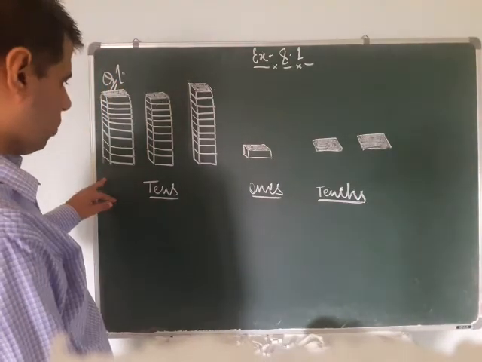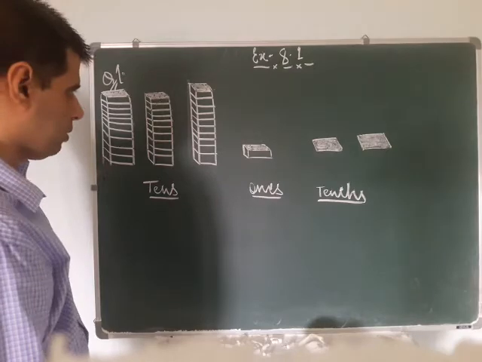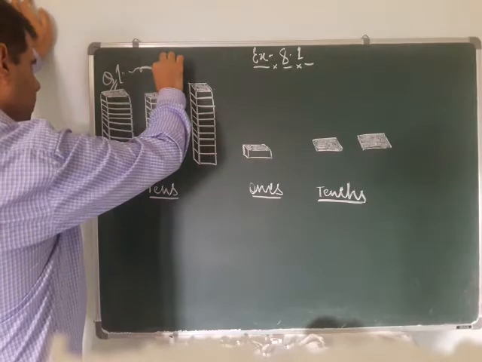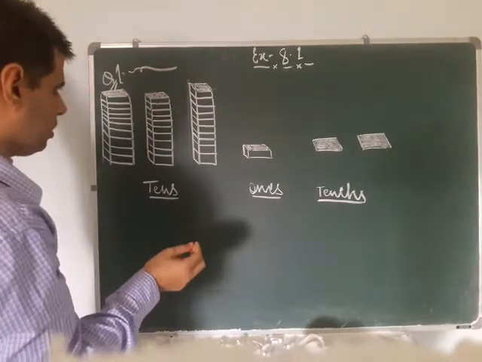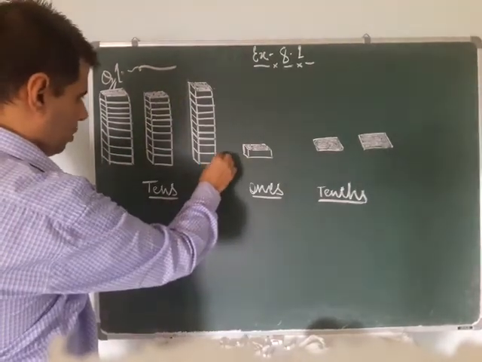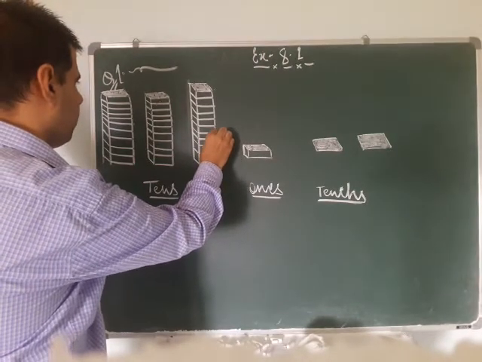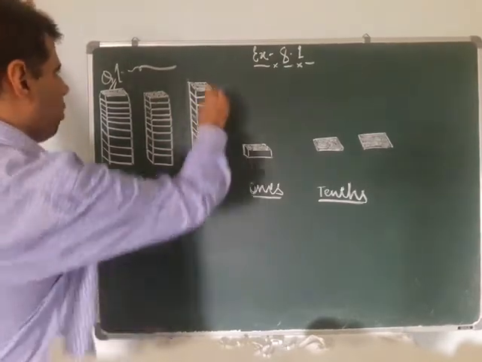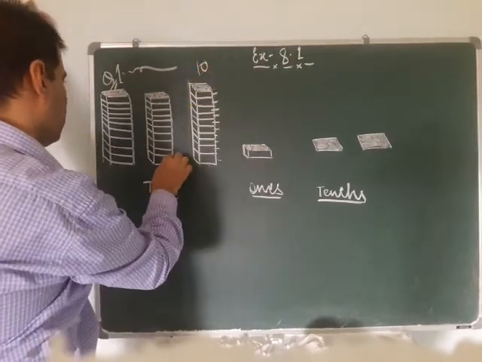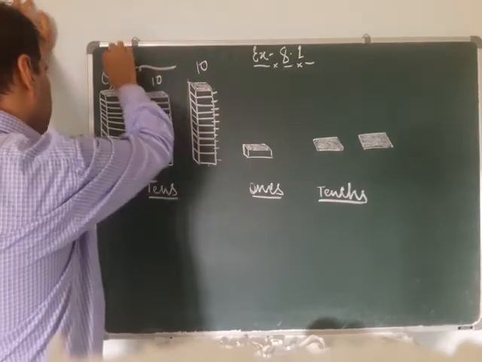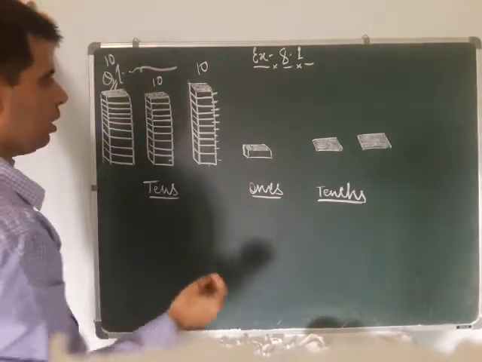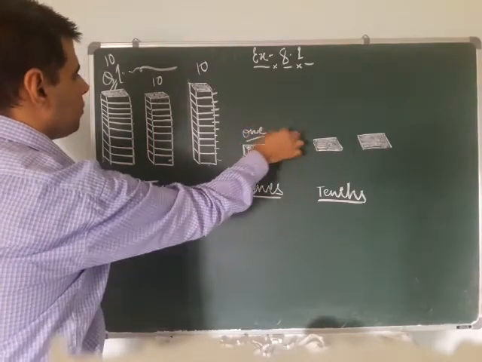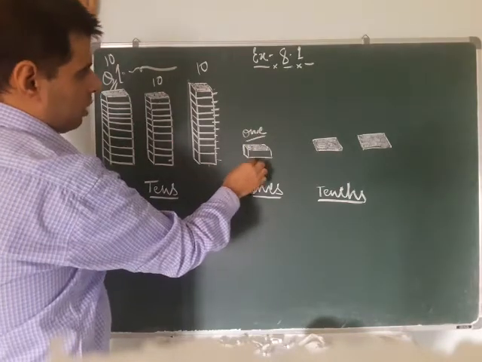So this is the first question. In this question, there are three sets of boxes. In each set there are 10 boxes: 1, 2, 3, 4, 5, 6, 7, 8, 9, 10. So here the number of boxes is 10. Here also the number of boxes is 10. Here also the number of boxes is 10. Now here the number of boxes is 1.